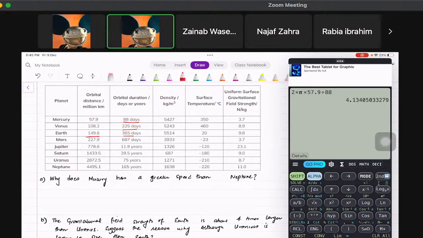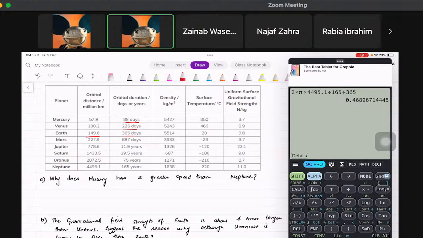And for Neptune, the distance it needs to cover is a lot, and the time it takes is in years, which is 165, and we also need to multiply by 365 because we need to do it in days. So it's very small. You see how small it is.